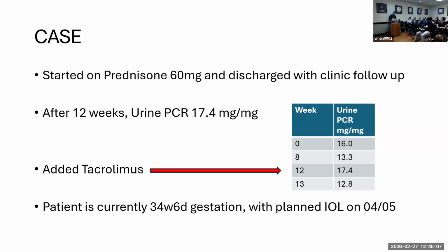So after 12 weeks, her urine protein creatinine ratio had increased to 17. At 8 weeks, it was 13.3. So at week 12, tacrolimus was added, and 1 week later, it's 12.8. So it's too soon to make any big pronouncements, but potentially some improvement. She's currently 34 weeks, 6 days gestation, and she has a planned induction date on the 5th of April.